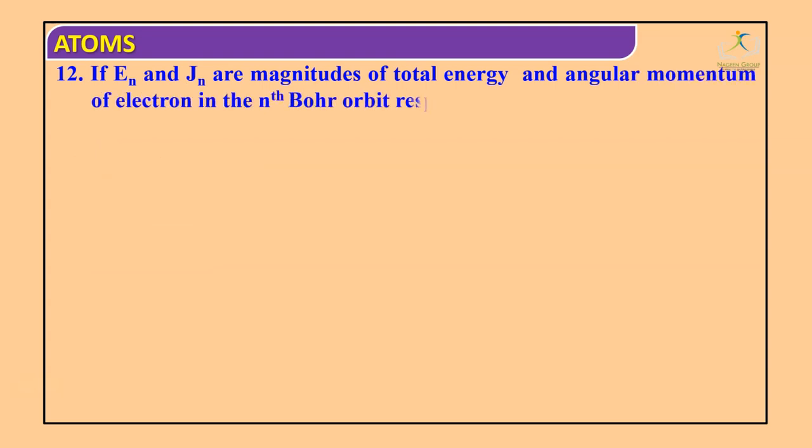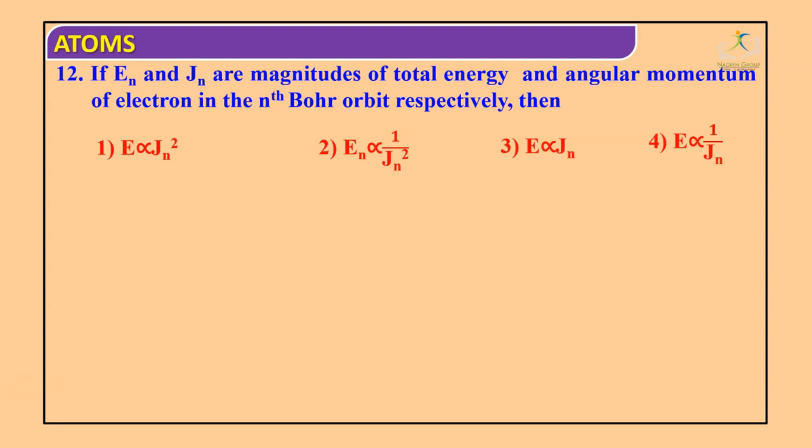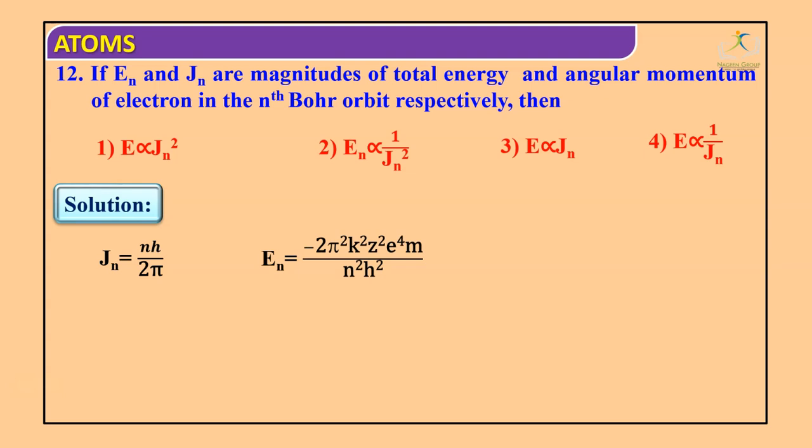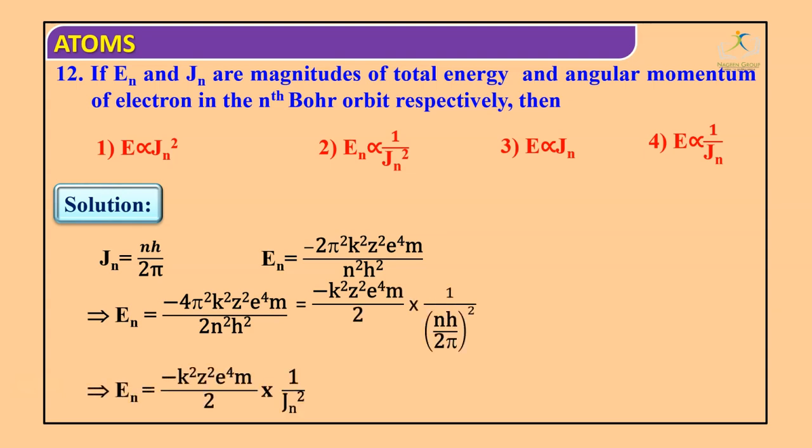Next, if En and Jn are the magnitudes of the total energy and angular momentum of an electron in the Bohr orbit respectively, then E is directly proportional to J square, E is proportional to 1 by J square, E is directly proportional to J, or E is inversely proportional to Jn. Now let's move on to the solution part, students. We know that Jn is equal to nh by 2 pi. So from here En is equal to, we know, minus 2 pi square k square z square e to the power 4 m by n square h square. From here we can say En is equal to 1 by Jn square times minus k z square e to the power 4 m by 2. Here we can say E is directly proportional to 1 by Jn square. So the correct option for this question is 2.